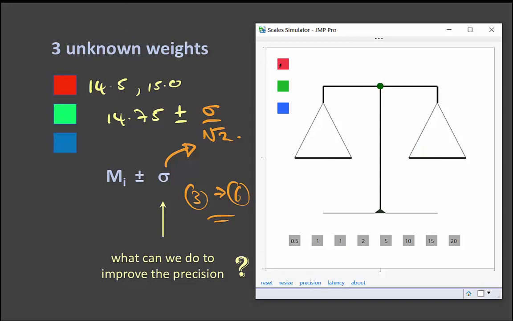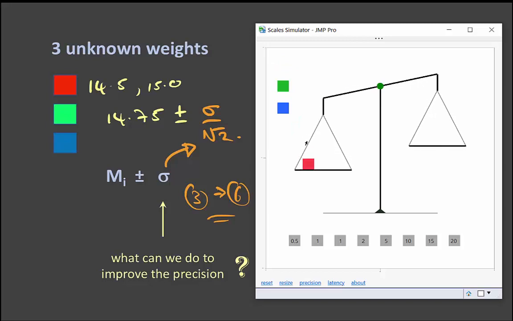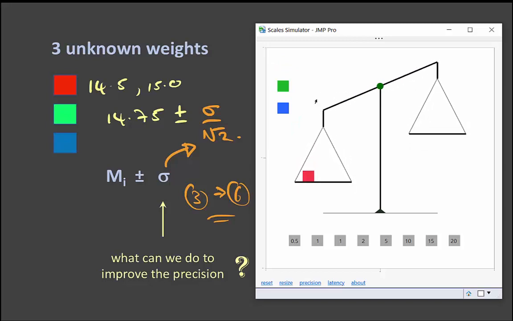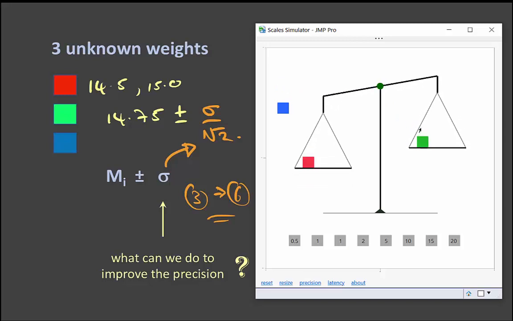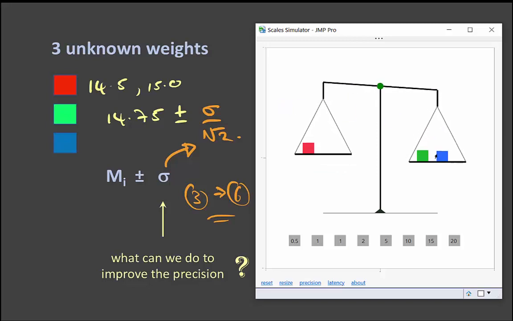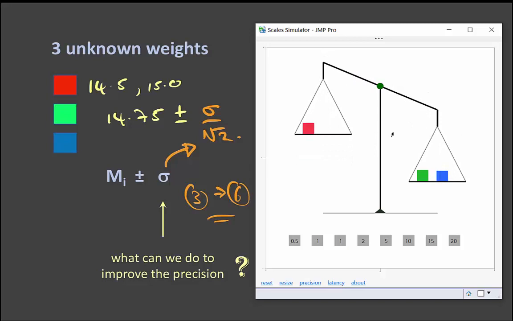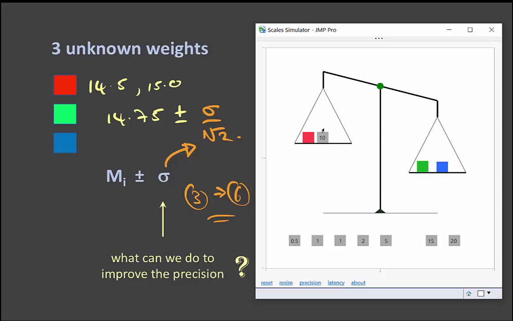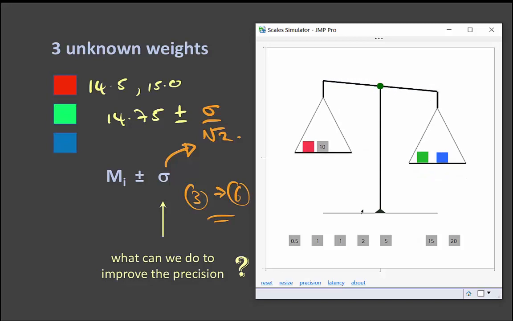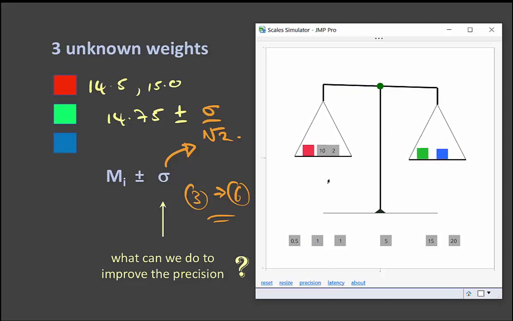I could take this measurement, but instead of that, I could put the green here, and I'm also going to put the blue. Oh, okay, so the blue is very heavy, so let me try and counterbalance this now. And maybe there's a 2 that comes onto here. And another one. So you get the idea.